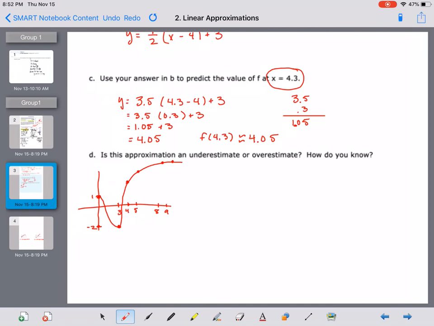And we draw on our tangent line. Okay. Tangent line is over because we're concave down. So I can definitely say that this is an overestimate.